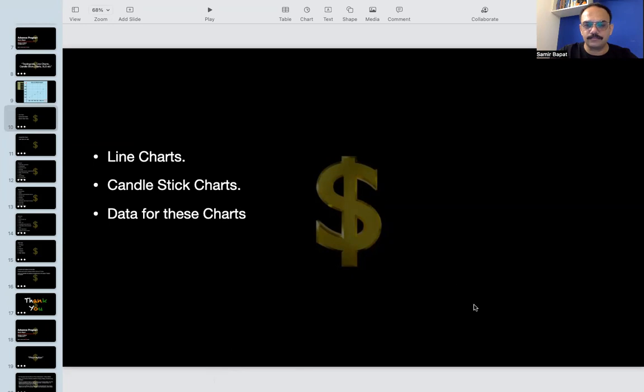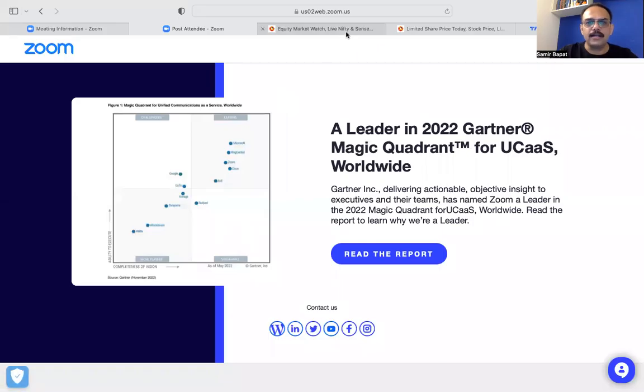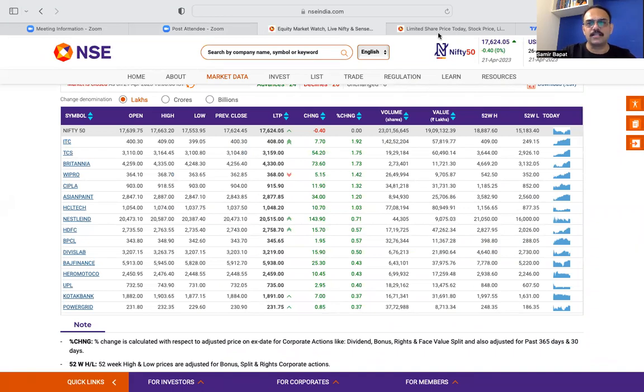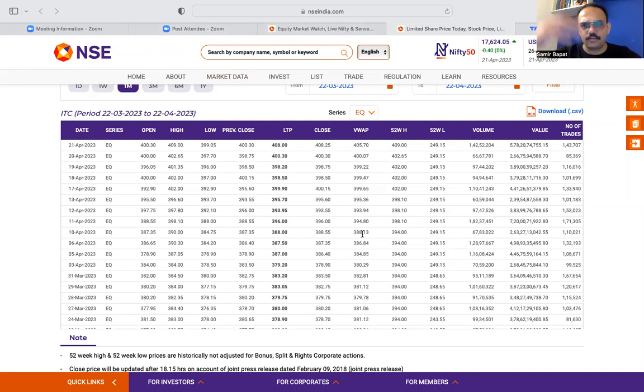The data for these charts comes from the National Stock Exchange or Bombay Stock Exchange or any stock exchange where the price is traded. So typically for line charts, the data will come like we have seen in our charts that we have to plot on the y-axis... what was it? Yeah, so on the x-axis there is a month, and on the y-axis there is a price.